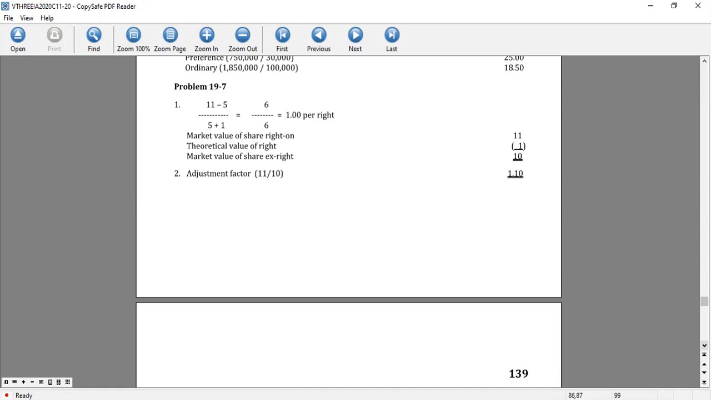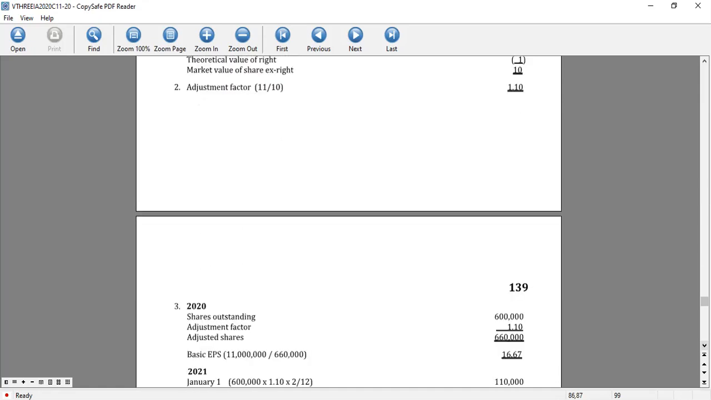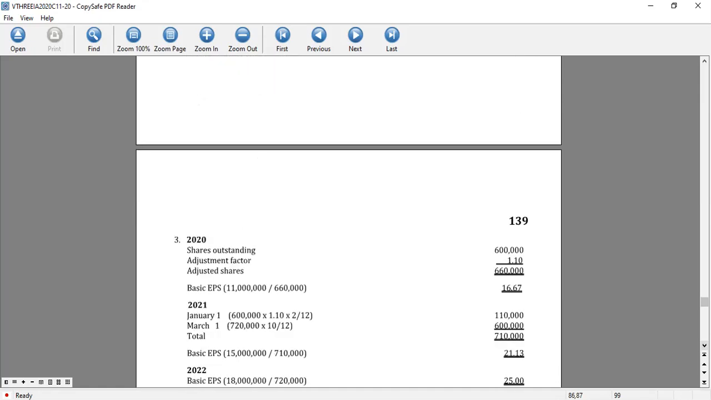We have here 1 peso per right. So the market value of the share rights on is 11. The theoretical value of right is 1. And we have the market value of share ex right equal to 10. So the adjustment factor now is 11 divided by 10. That's in question number 2. Meaning we are dividing the market value of share rights on by the market value of share ex right. So we have the adjustment factor.